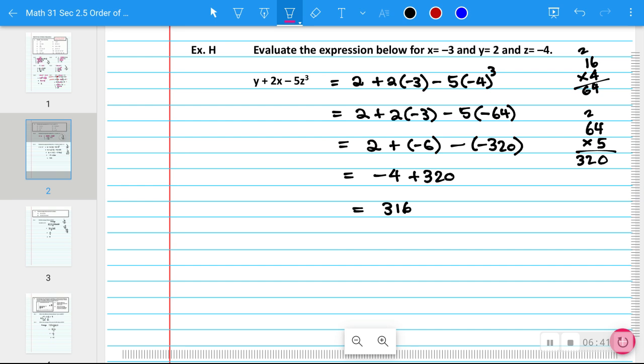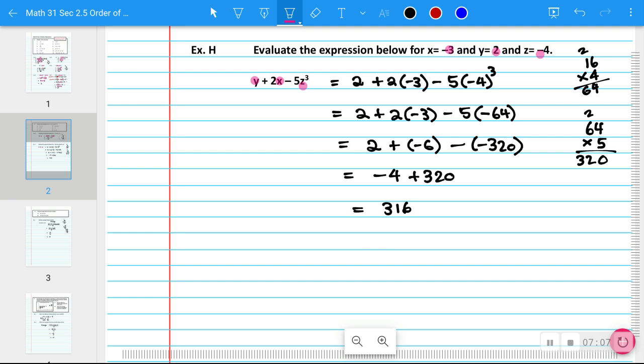Okay, another example of this, a little more complicated here. What we have here is a y value of 2, so I'll put a 2 there. You can see that right there. And then an x value of -3. So where it says x, you're going to put a -3. And then where it says z, you're going to put a -4. And it tells you it's -4 up there.